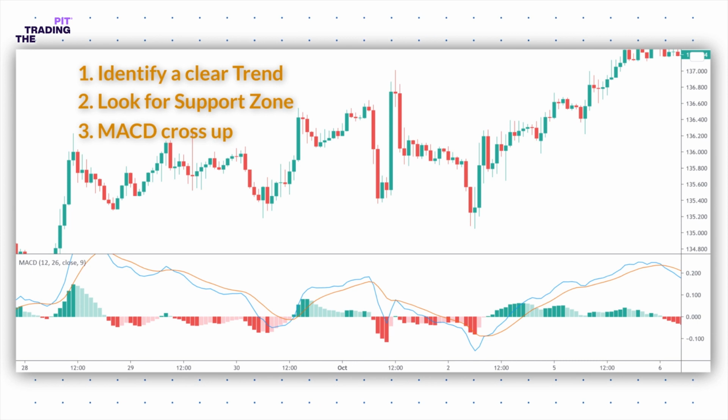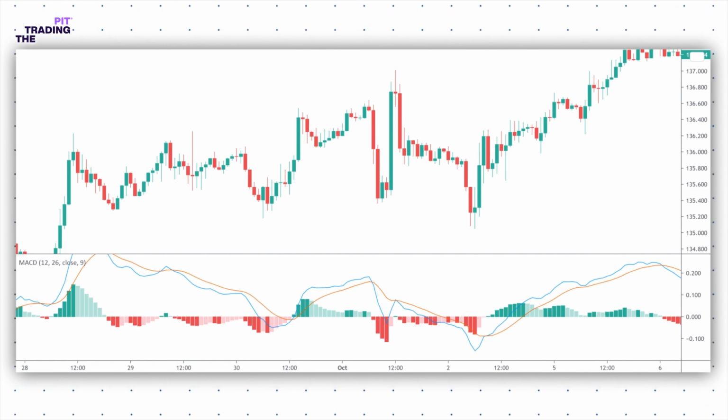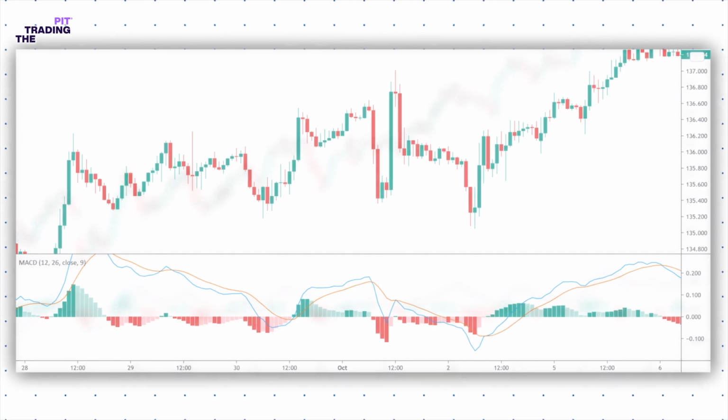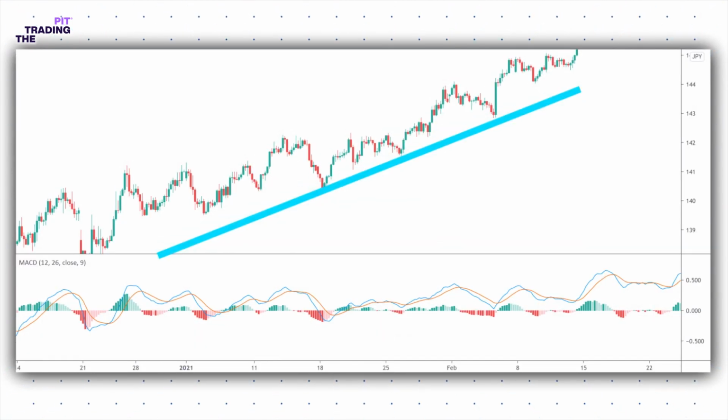Here the trend is not easily identifiable. So in instances like this, we need to move to a larger time frame to identify the trend. We will do that now while looking at the larger time frame. Now we can see that an uptrend is easily identifiable. So now we've identified our uptrend.